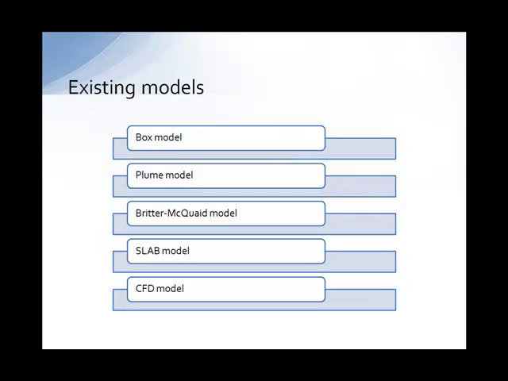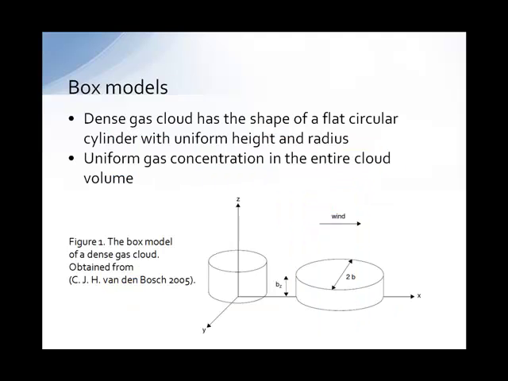There are several existing models for the dispersion of denser-than-air gas clouds. However, the most common are box models, plume models, the Britton-McQuaid model, slab model, and CFD models. Box models assume the dense gas cloud has the shape of a flat circular cylinder with a uniform height and radius. Furthermore, this model assumes that the entire cloud volume has a uniform gas concentration. However, box models have limited applications due to their simplicity.